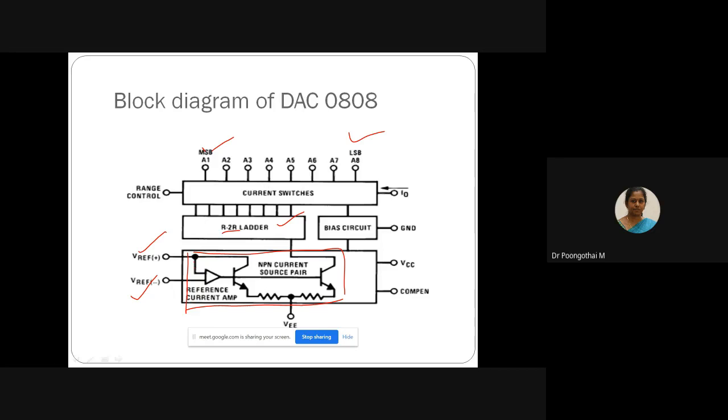And also we have an NPN current source pair. So this bias circuit is mainly for biasing this NPN current source pair. And the reference amplifier provides voltage at pin 14 for converting V reference to current reference. So the output of this current reference amplifier is I reference, which is given to this R2R ladder network. It will perform the conversion operation, and your digital input is converted into analog current. So output will be generated at this point.